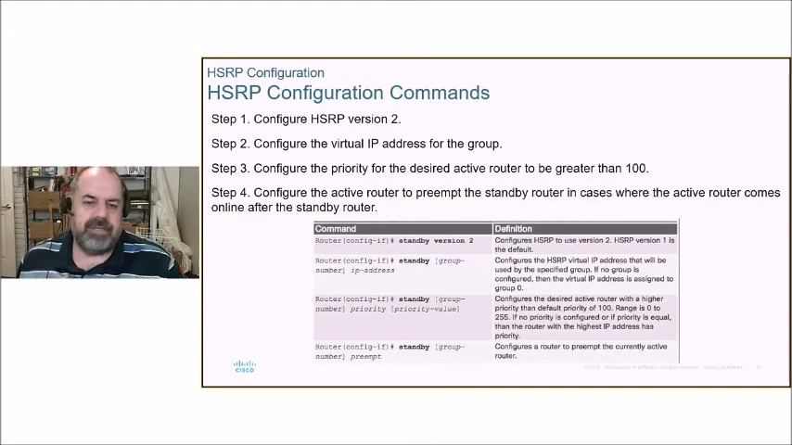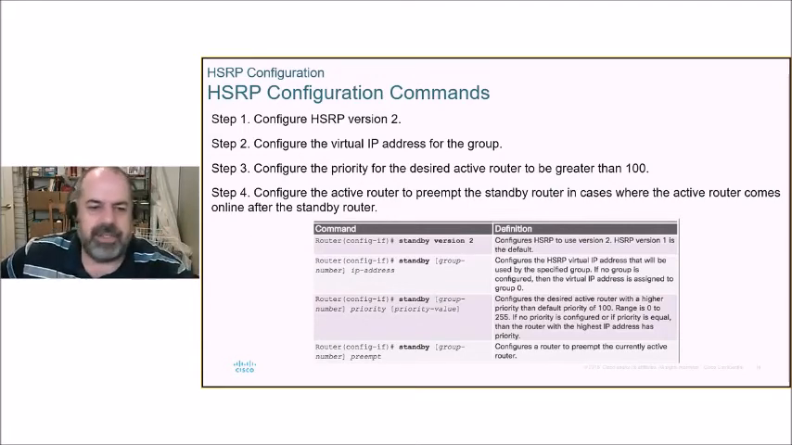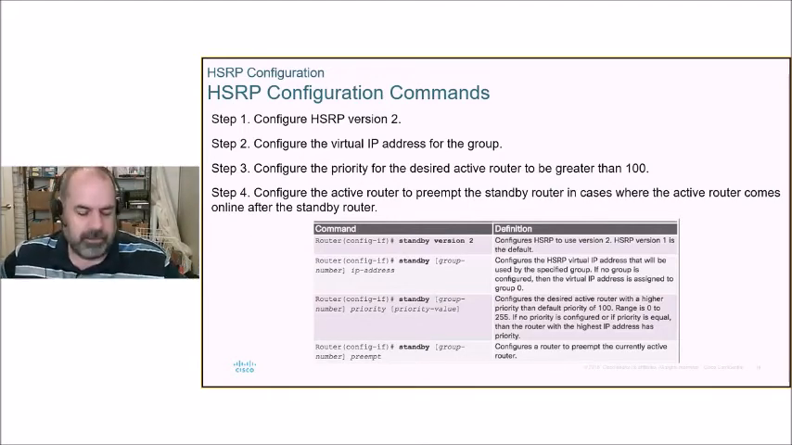Okay, so how do we configure it? You can do standby version 2 if you wish to change the version; 1 is the default. And then you do standby, group number, and then the virtual IP address. Then you can do standby, again the group number, priority, and then give it a number. And then you can also do standby, group number, preempt, and that will basically do your settings.